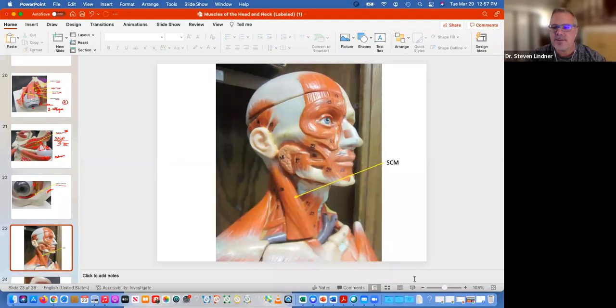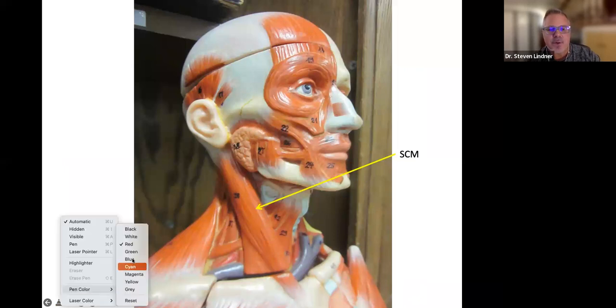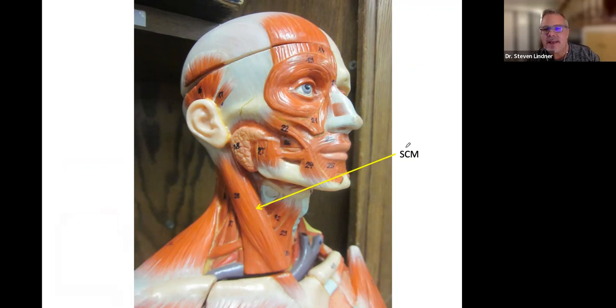Let's see what else we have here. Let's finish up. So now we have the SCM muscle. And remember, on exams, you don't want to abbreviate. So SCM stands for sterno, because right here, this originates on the sternum. So that's the sternal division. Then here, we have the clavicular division.